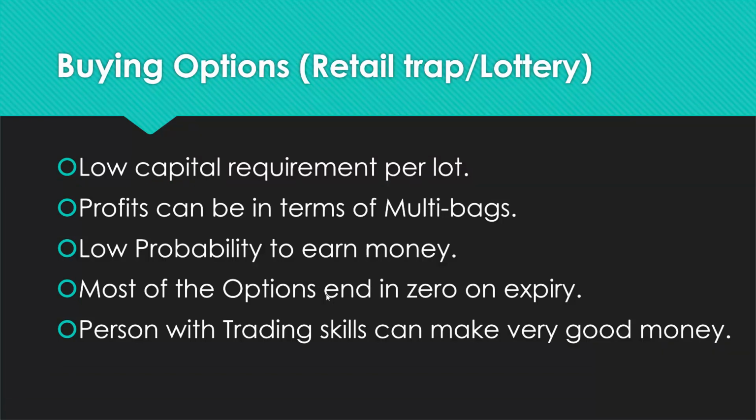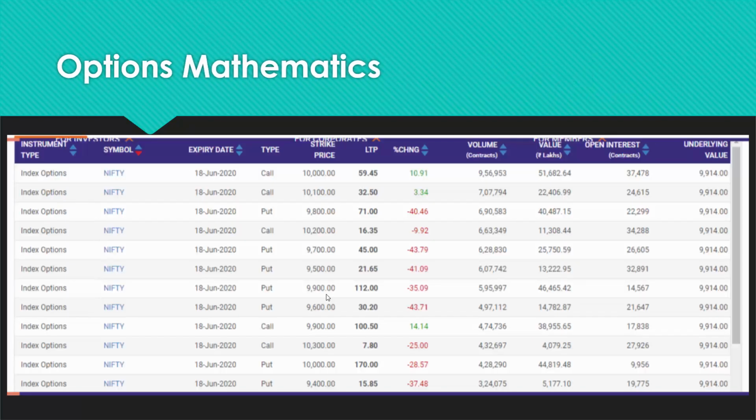So what is buying options? It is also called a retail trap or a lottery for retail investors. Why is it so called? Because the capital requirement to buy a single lot of options is low. You just need to pay the last traded price times the lot size, which is 75 for Nifty. You can see the call of 10,300. You just need to pay 7.8 into 75, closer to 500 rupees.